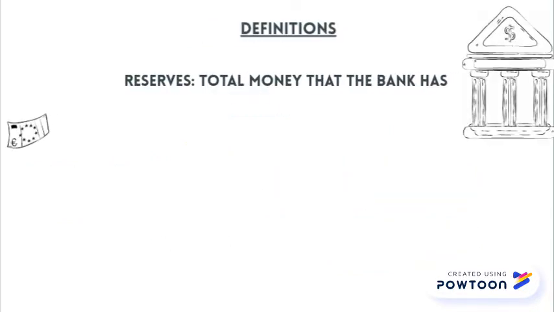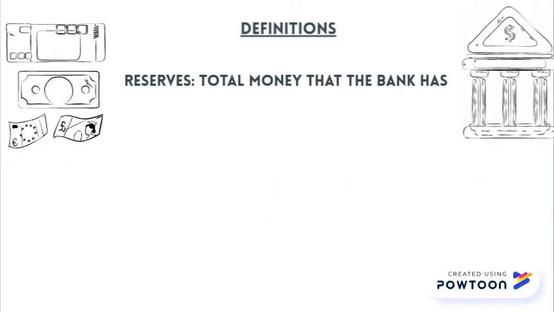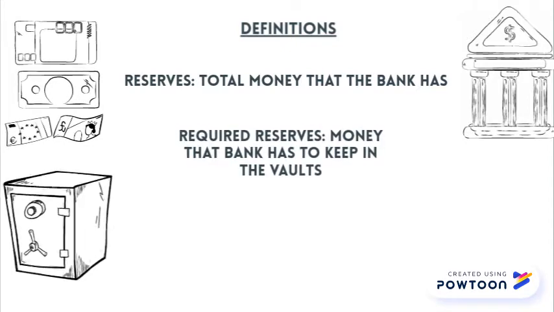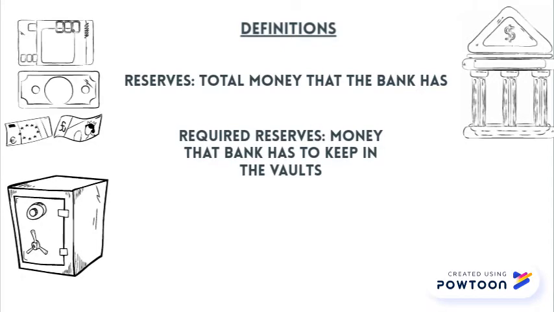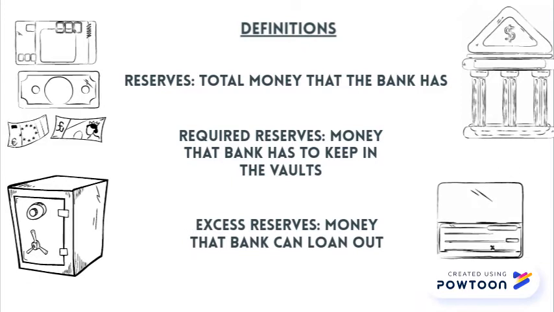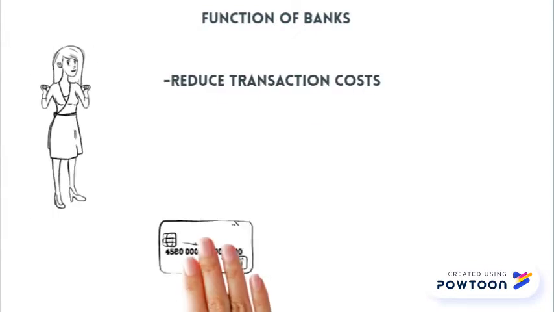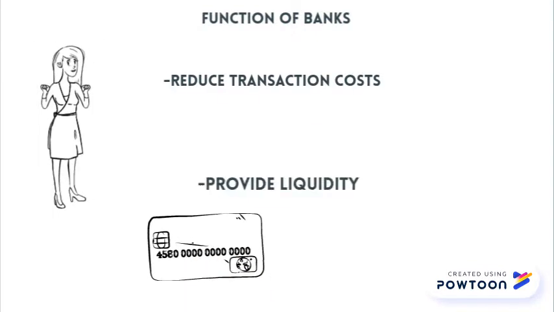Here's where we'll define a few terms. Reserves are the total money that the bank has. Required reserves are the money that the bank has to keep in their vaults, and excess reserves are money that the bank can turn into loans. The function of banks are to reduce transaction costs and provide liquidity.